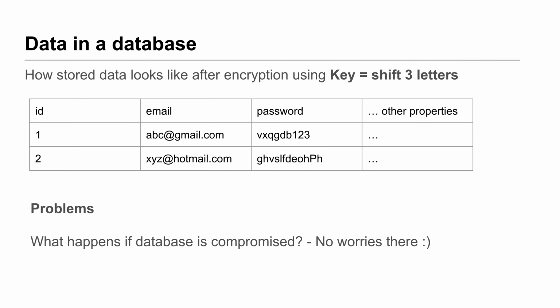Problems. What happens if the database is compromised? No worries, right? Even if someone gets this password, he cannot do anything with it because that's not the actual password. Okay, so he protected that. What happens if the key is compromised? Oops. Now, if the person gets the key, then all the passwords are again compromised, right? You can use the key to get back the actual password. Basically, he will just go three letters backwards and you'll get the actual password.